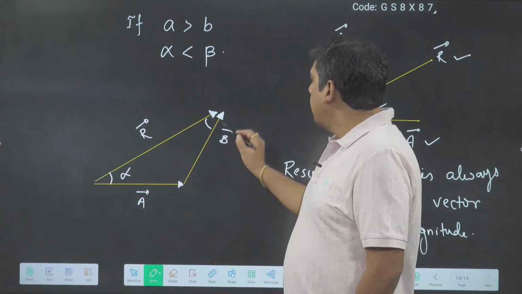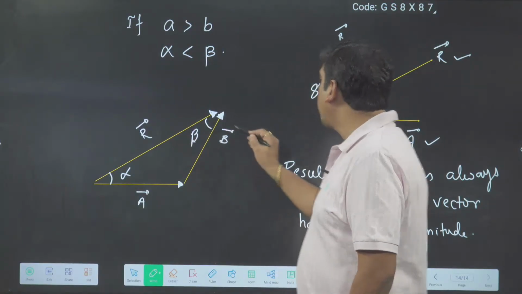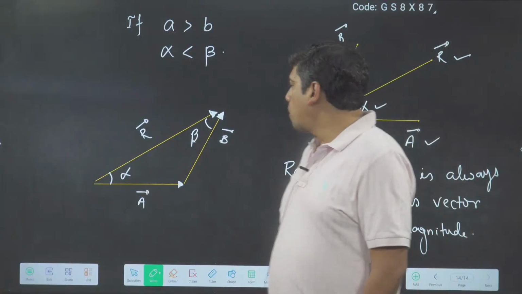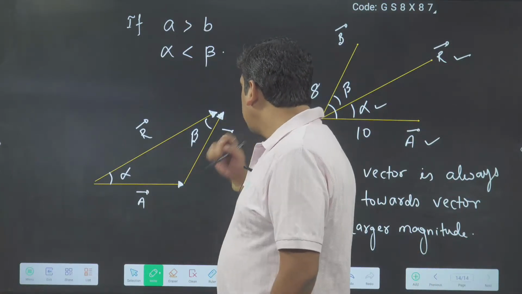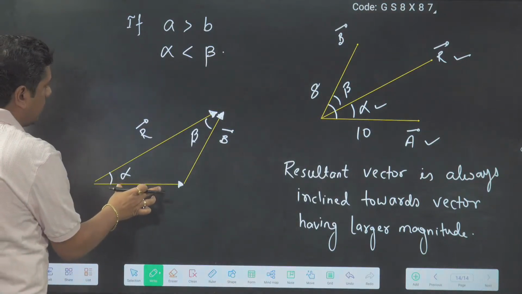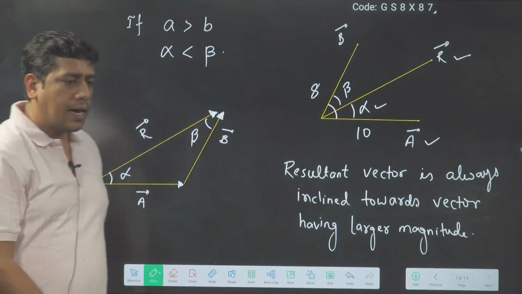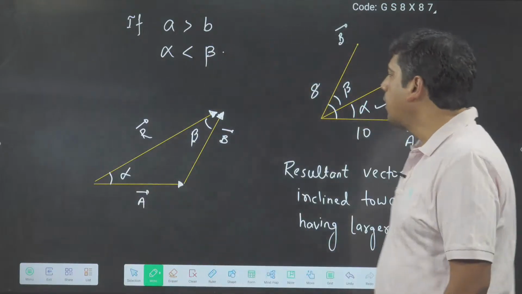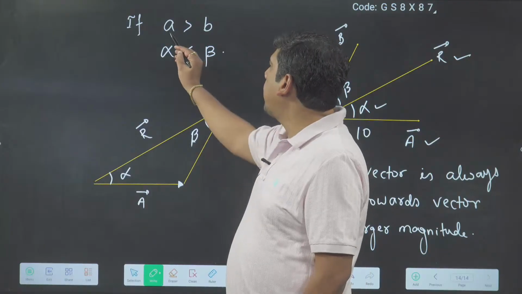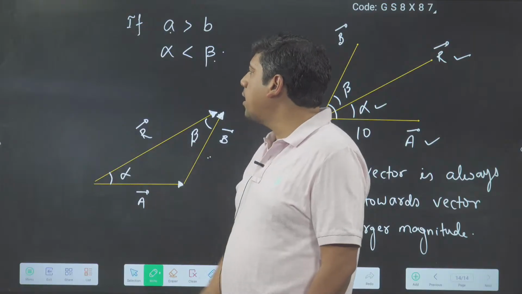Similarly, this angle, head to head joint, R vector and B vector head to head joint. So this angle is the angle between R vector and B vector, which is beta. Okay? So please understand, here if A is more, like in this case, then the opposite angle will be more, according to sine rule. If A is more, then opposite angle beta will be more.